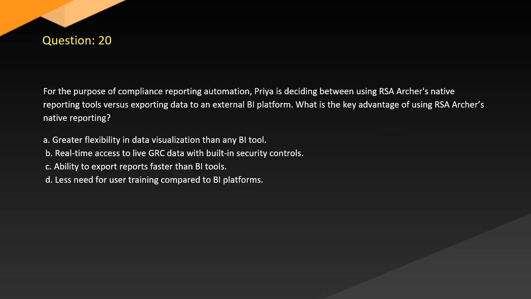Question 20. For the purpose of compliance reporting automation, a team is deciding between using RSA Archer's native reporting tools versus exporting data to an external BI platform. What is the key advantage of using RSA Archer's native reporting? A. Greater flexibility in data visualization than any BI tool. B. Real-time access to live data with built-in security controls. C. Ability to export reports faster than BI tools. D. Less need for user training compared to BI platforms.